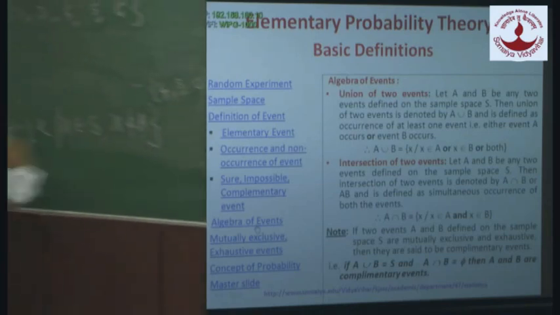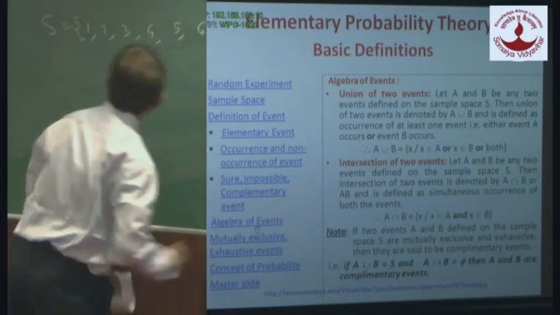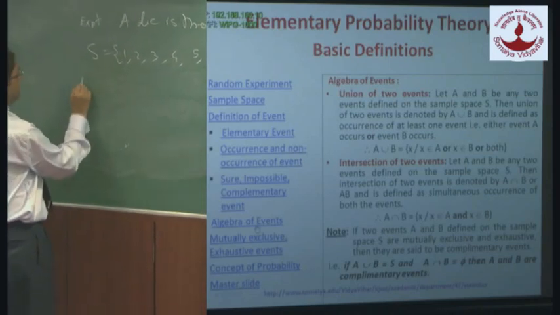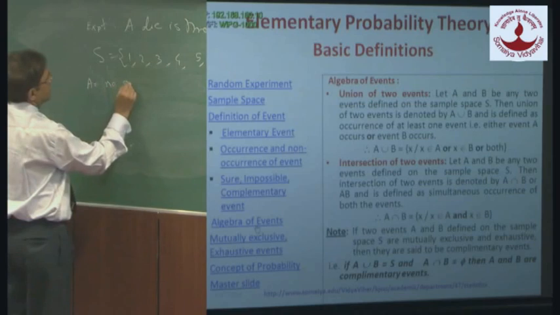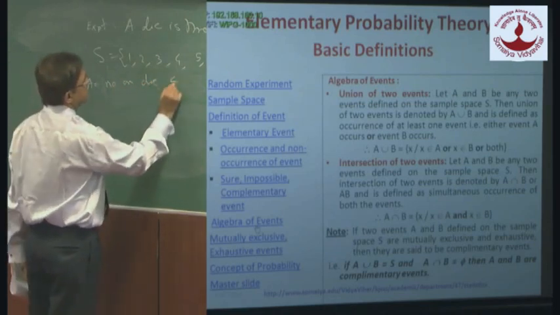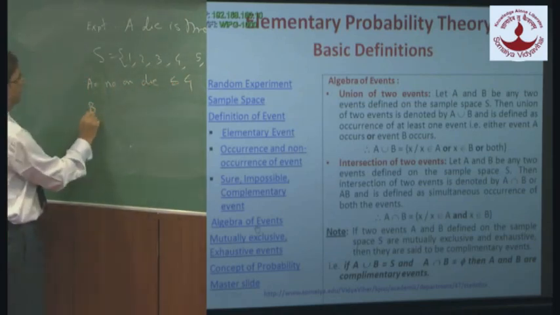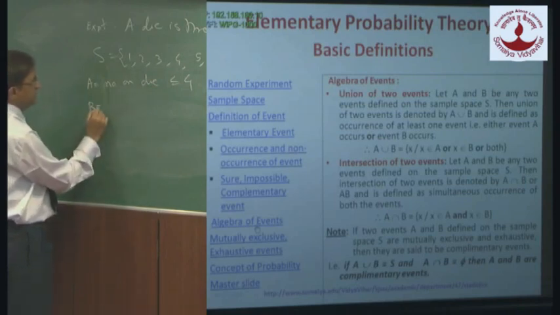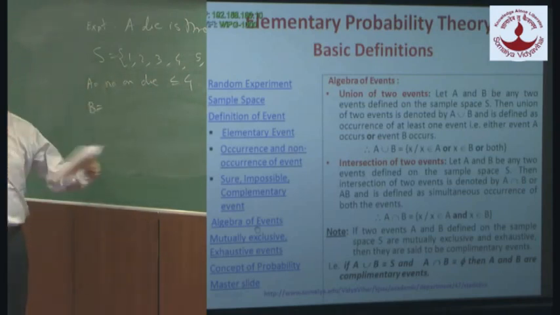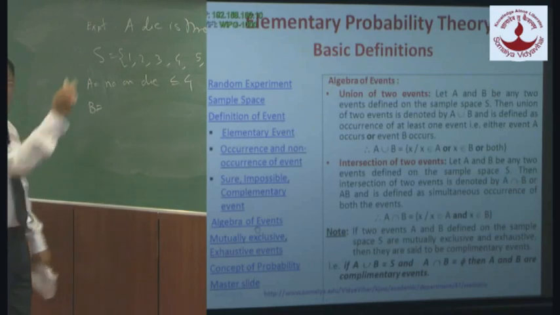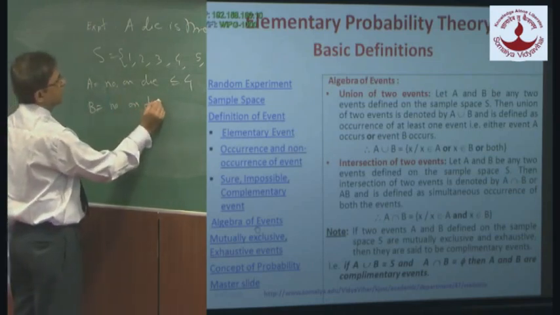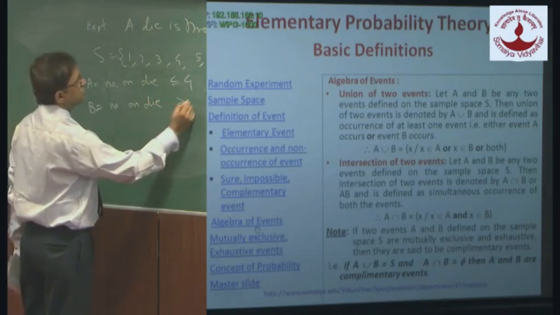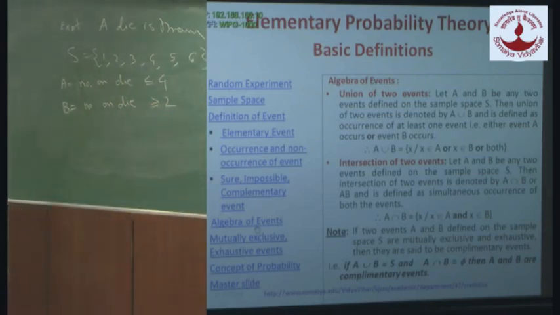Consider the same random experiment. Let us define the event A, that the number on the die is less than or equal to 4, and event B on the same sample space you defined. Do not use some other sample space and try to combine them. On the same sample space, the number on the die is greater than or equal to 2.